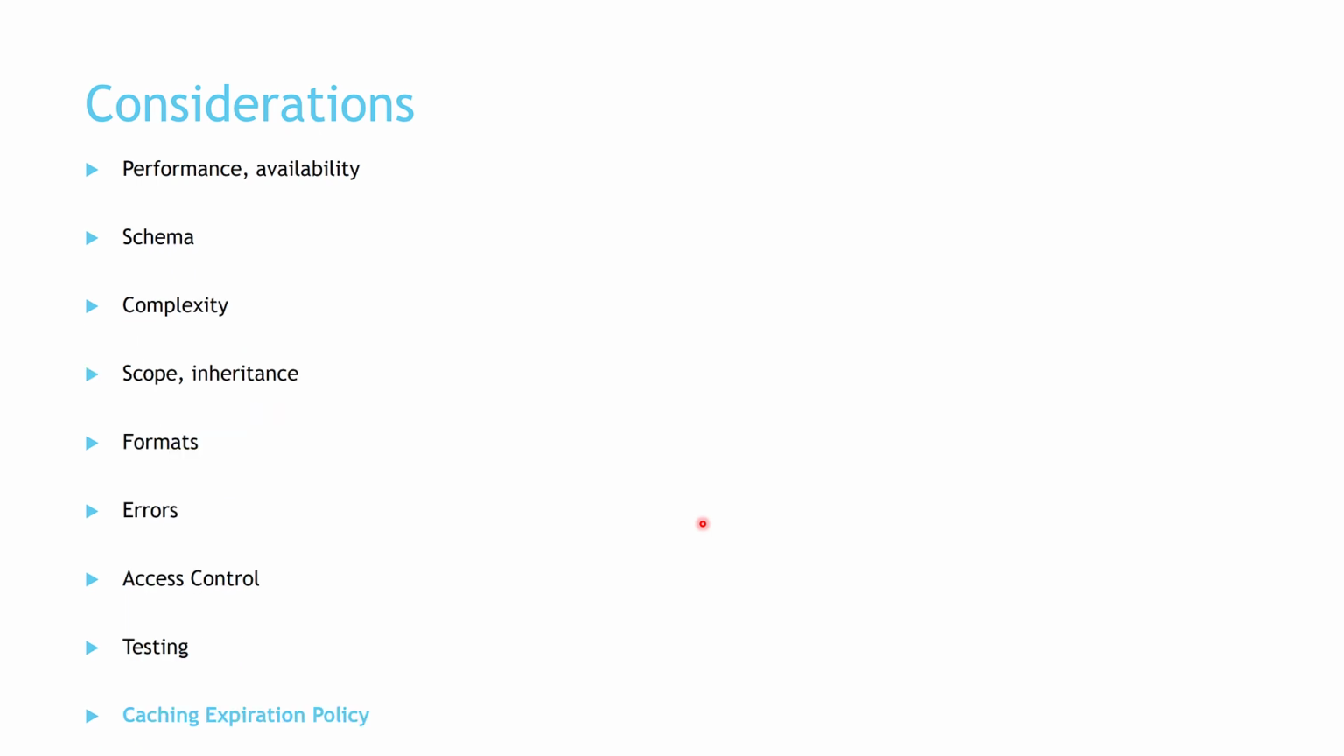And as we said before, if you are going to cache your configuration settings, you want to make sure that you define a caching expiration policy, which is going to define how often you want your application to invalidate the data from the cache and grab fresh information from the cloud-based storage.